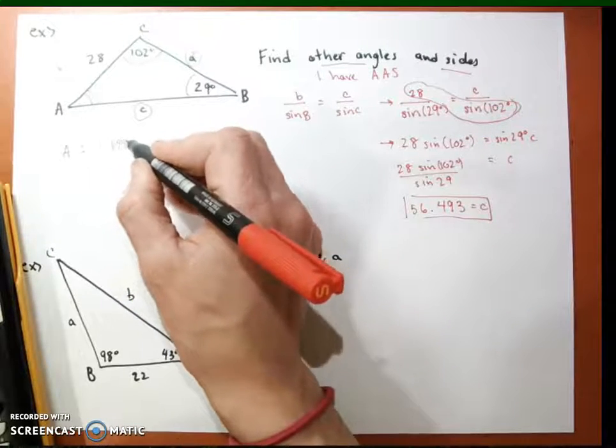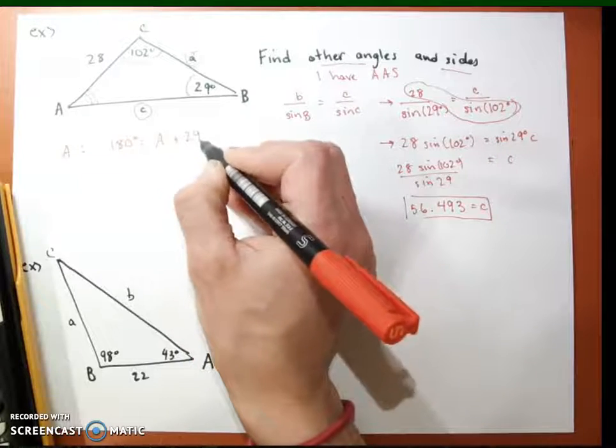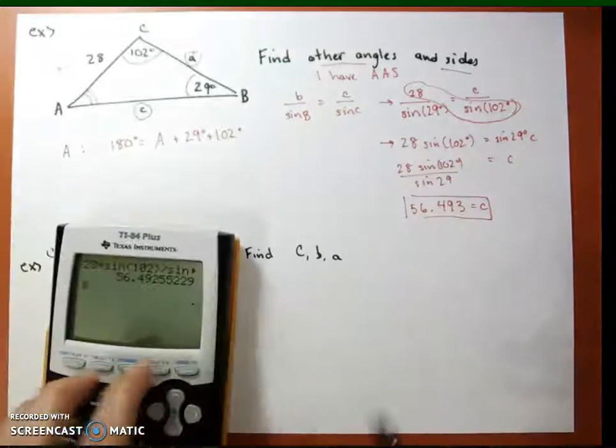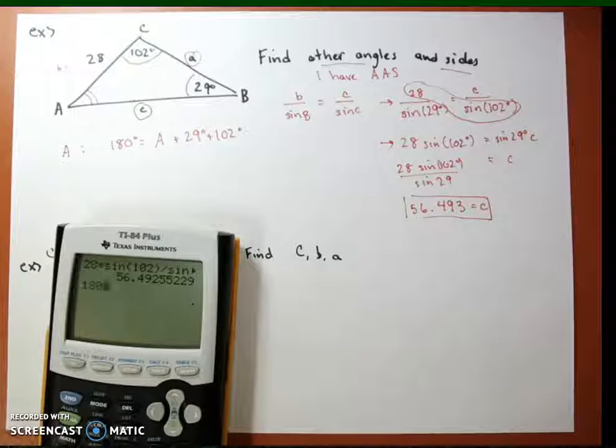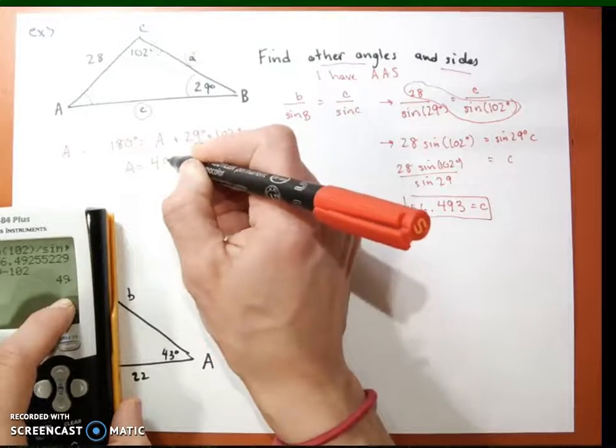So I'll have 180 equals A plus 29 plus 102. And I can plug this into my calculator: 180 minus 29 minus 102. I find that big A equals 49 degrees.